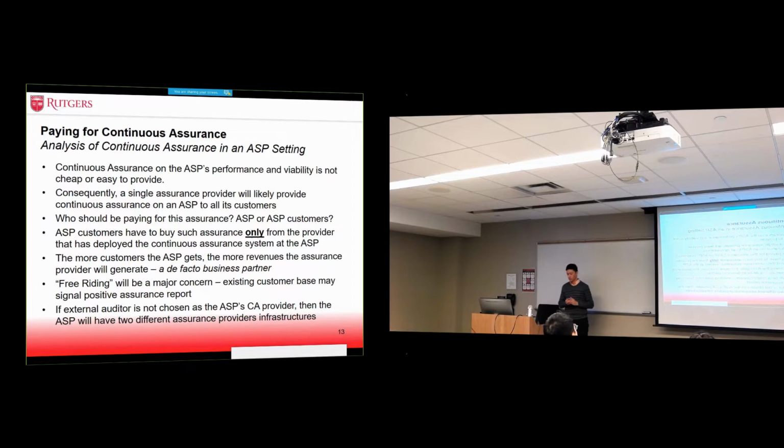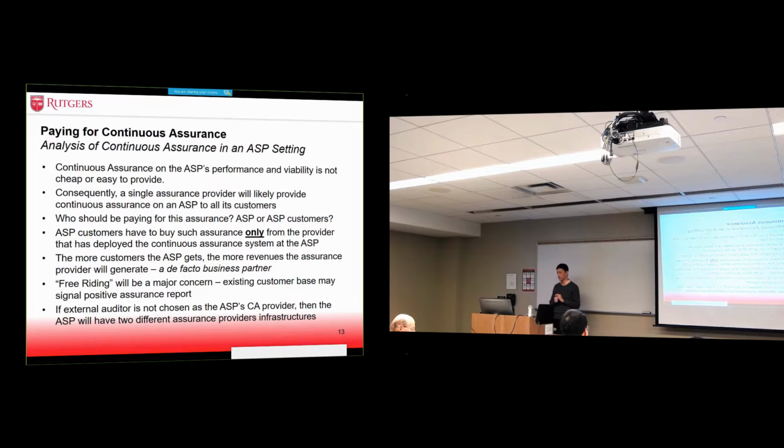So on one hand, it's also the interest of ASP, application service providers. On the other hand, the company who is outsourcing this software is also interested in the proper working of this software. So when, for example, things get specialized, these assurance providers get specialized in certain softwares, they can become a de facto business partner and earn more revenues on the assurance of a certain package.